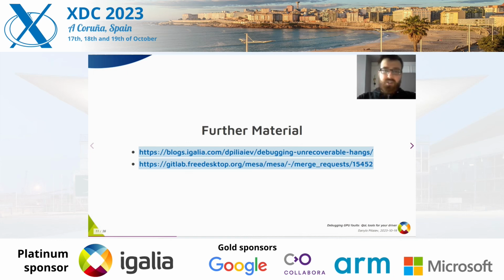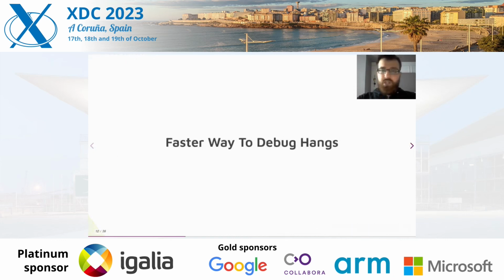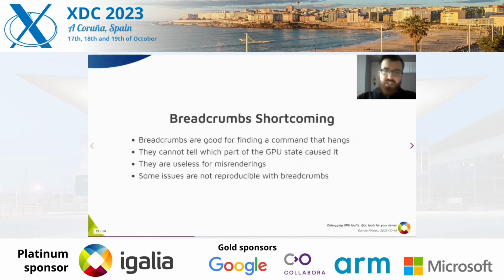Now we will discuss what to do when you found something with breadcrumbs or when they are not helpful at all. Breadcrumbs are good for finding a command that hangs, but they cannot tell which part of the GPU state caused it, and they are useless for misrenderings. Some issues are not reproducible with breadcrumbs enabled or just have a low reproducibility rate. Let's address the reproducibility rate first.